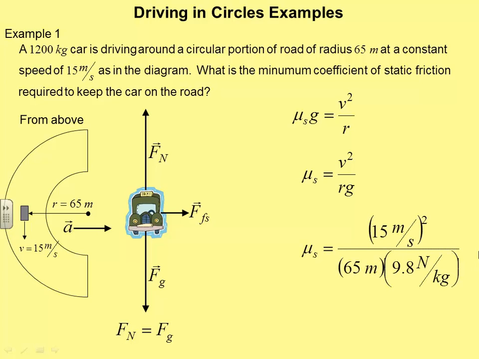Plug in your numbers. Work it out, and you'll see all the units will cancel. And you get a minimum coefficient of static friction of 0.35. So if the coefficient between the rubber tires and the road is more than 0.35, you're good to go. You can go at that speed of 15 meters per second, which is, by the way, maybe 35, 40 miles an hour, and you won't slide off of the road.